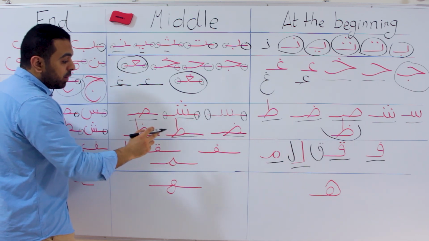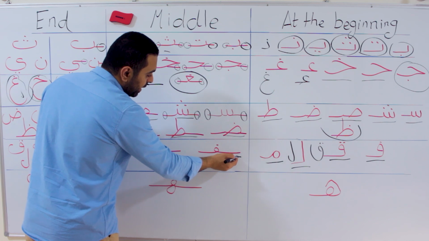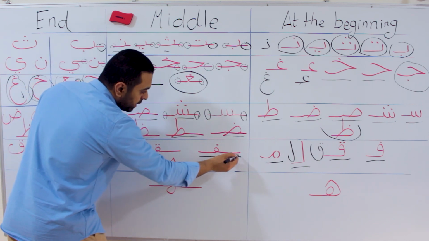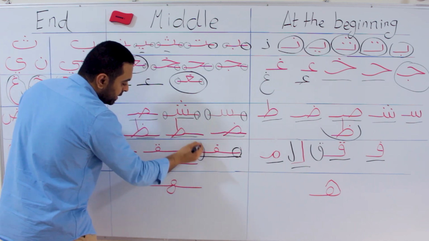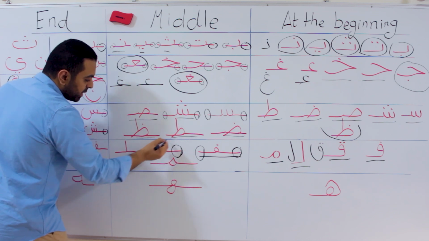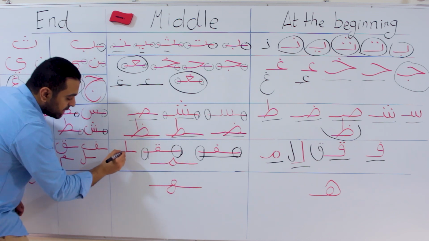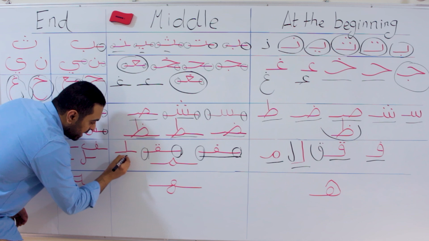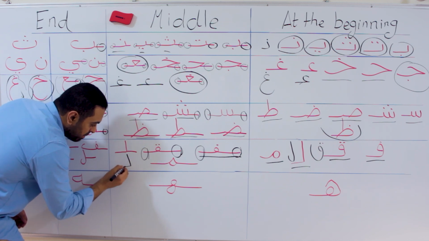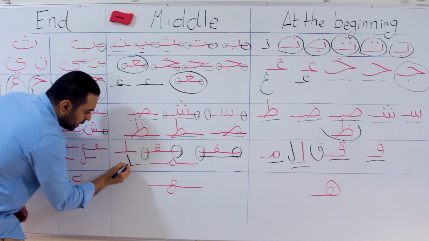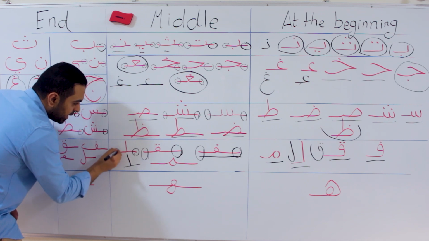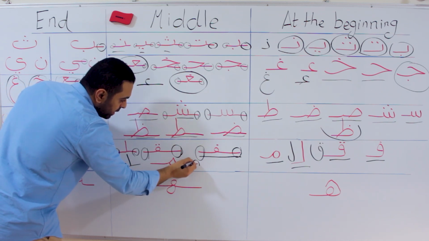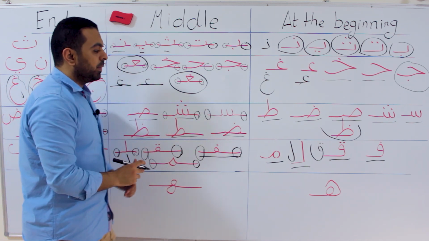Now, this is Fa in the middle, connected from this tail and this tail, and this is Qaf from this tail and this tail, and this is Lam. So at the beginning it was like this. Now it becomes in the middle, so we need a tail. We need this and this. And this is Mim, connected from here and here.